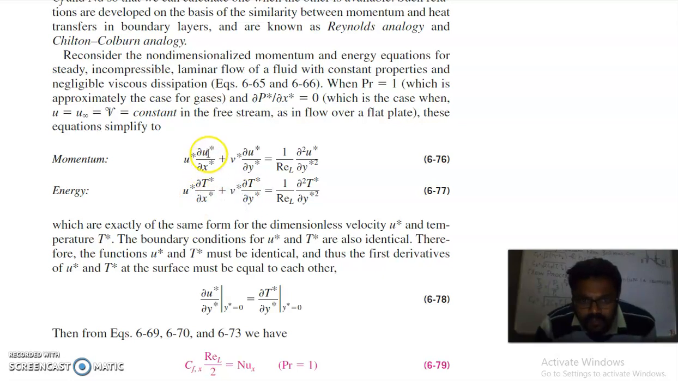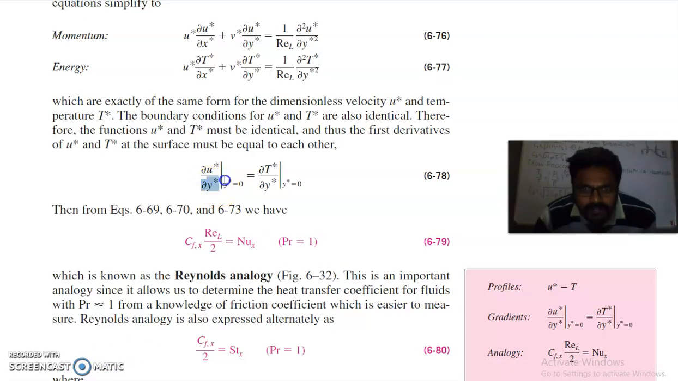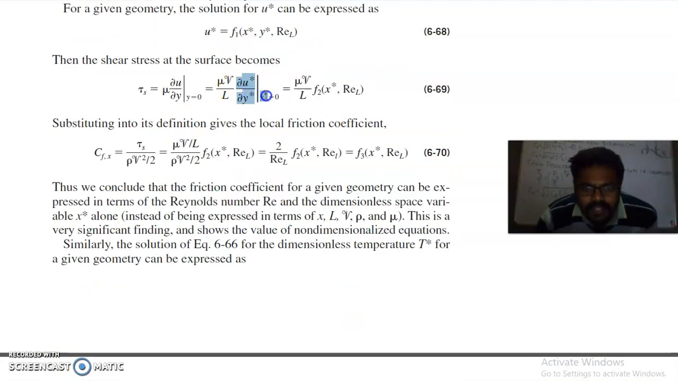Now you can see the two equations are exactly the same in terms of the dimensionless velocity u star and temperature T star. The boundary conditions for u star and T star are also identical. Therefore, the functions u star and T star must be identical, and thus the first derivatives of u star and T star at the surface must be equal to each other. This means del u by del y is equal to del T by del y. We know this del T by del y term is related to the Nusselt number. Now you can replace it in the equation with the Nusselt number.